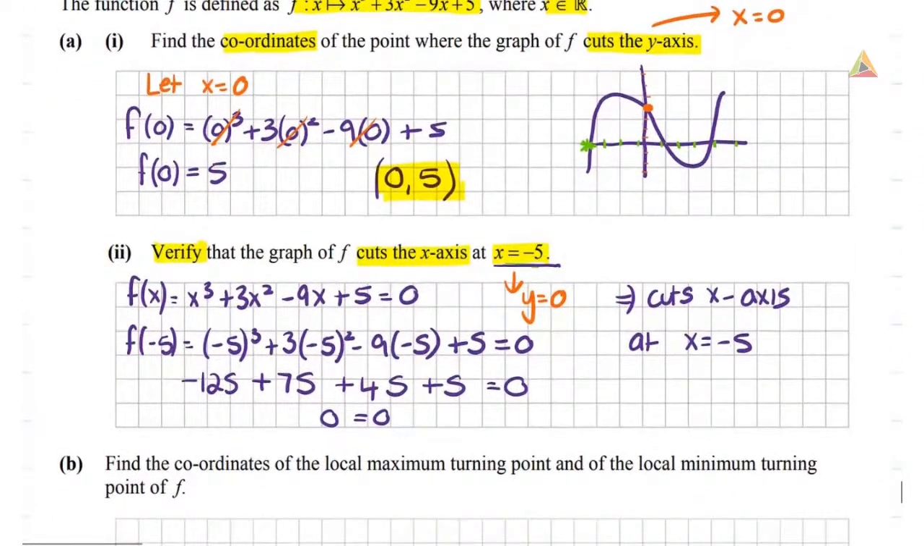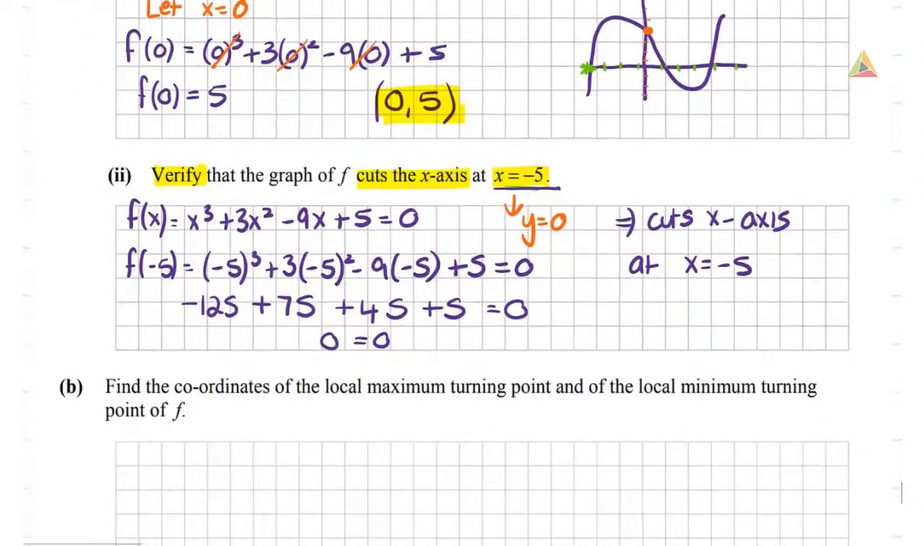Okay, so part B then is where the calculus comes into play. We're looking for the coordinates. Again, that's going to be important. We're looking for not just x, but x and y of the local maximum and the local minimum turning point.